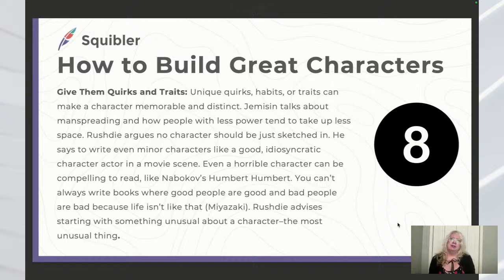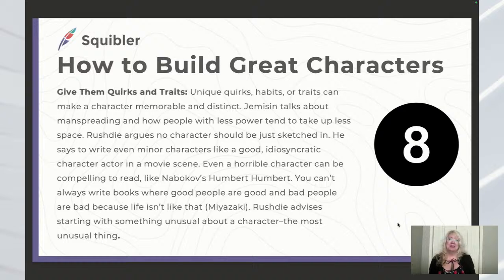Another thing that you can do to build your great characters is to give them quirks and traits. Unique quirks, habits, and traits can make a character memorable and distinct. Jemison talks about manspreading and how people with less power tend to take up less space, which is a really interesting idea. Or maybe people who are not as sure of themselves take up less space. Rushdie argues that no character should just be sketched in. He says to write even minor characters like a good idiosyncratic character actor in a movie scene. So it might help you to think of some famous character actors and how they behave.